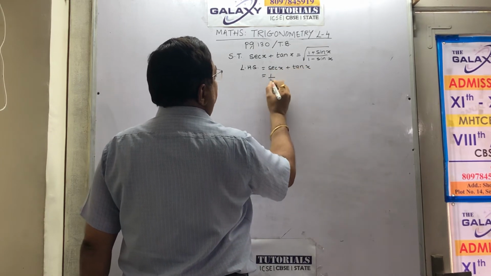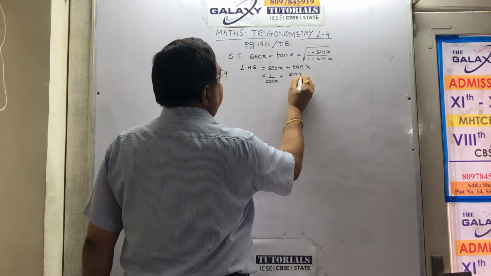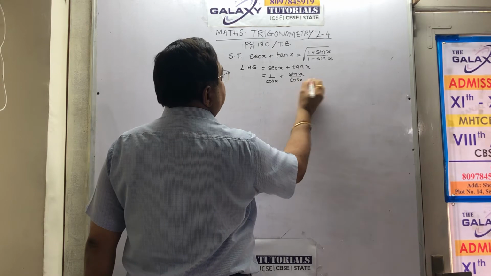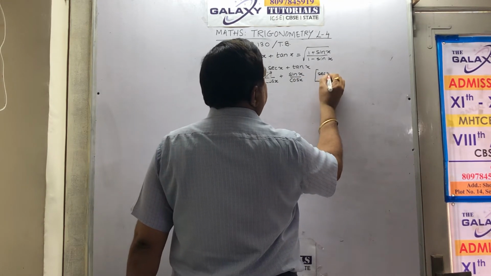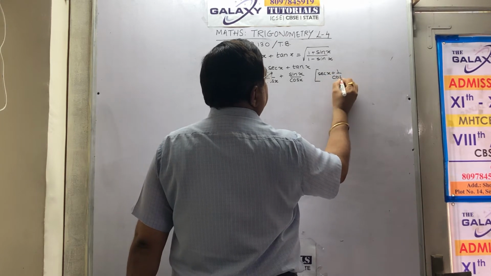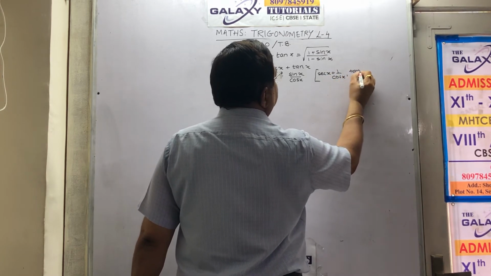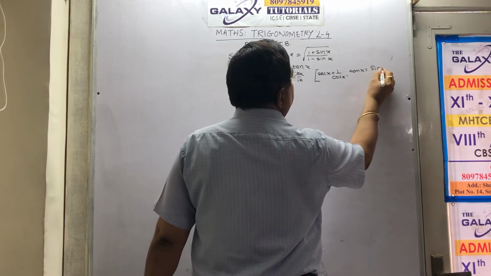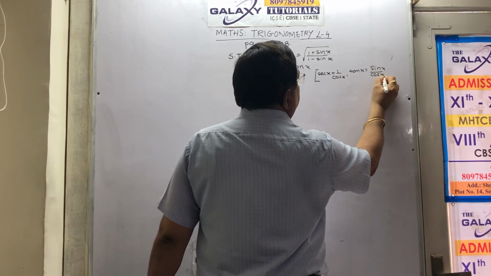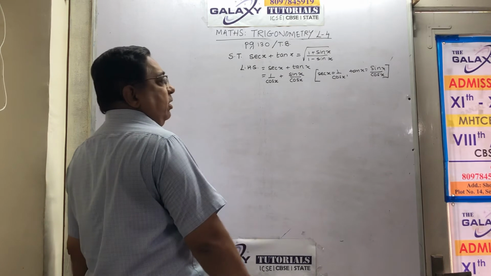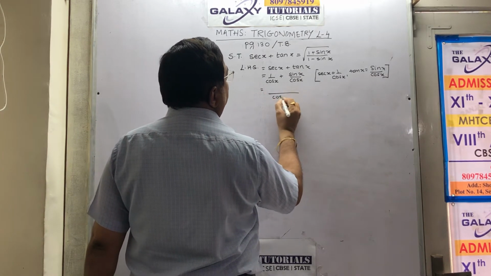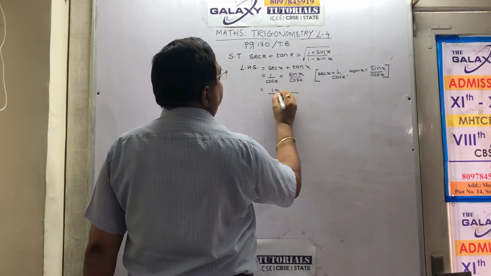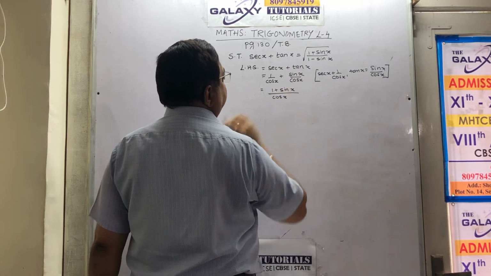Sec x is 1 upon cos x. Tan x is sine x upon cos x. To help you remember, don't write this in the exam, you have to memorize: sec x is 1 upon cos x and tan x is sine x upon cos x. Don't waste time, start practicing and memorizing. Now the denominators are common. I will get one term, I will get the other term.